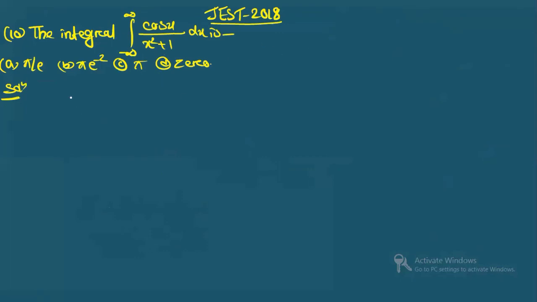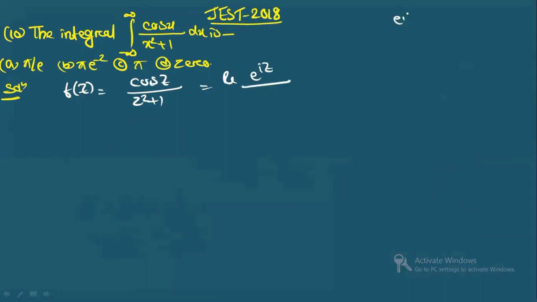So first of all, I'll write f(z) equals cos z over z square plus 1. You can write cos z as the real part of e to the power iz. We have done it multiple times. e to the power i theta is equal to cos theta plus i sin theta. From here you can write that this is the real part of e to the power i theta. So that's what we have done. This is z square plus 1.